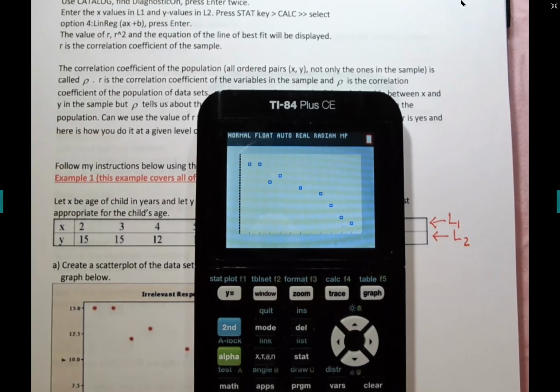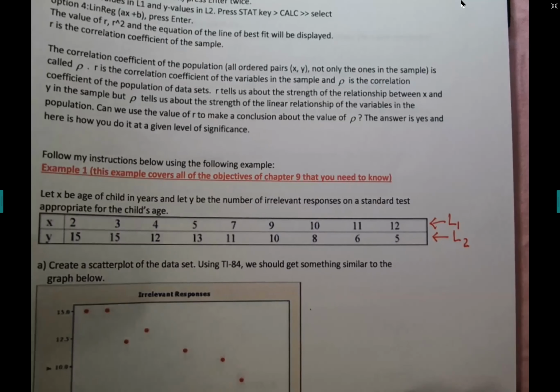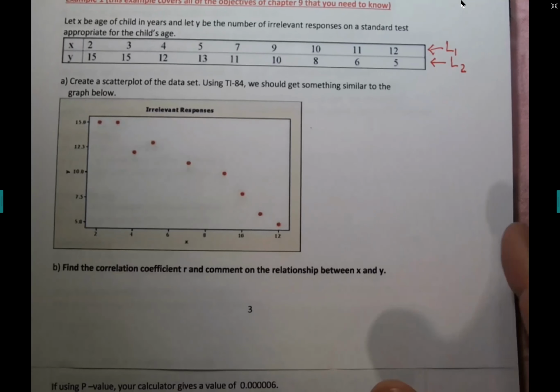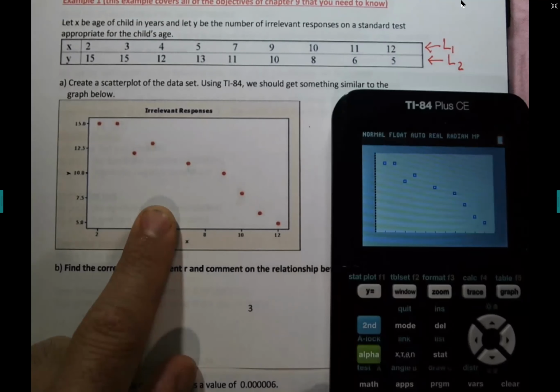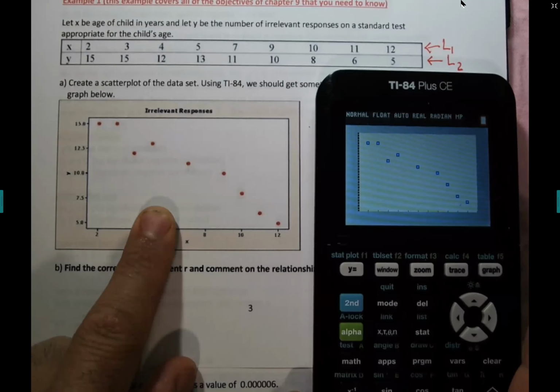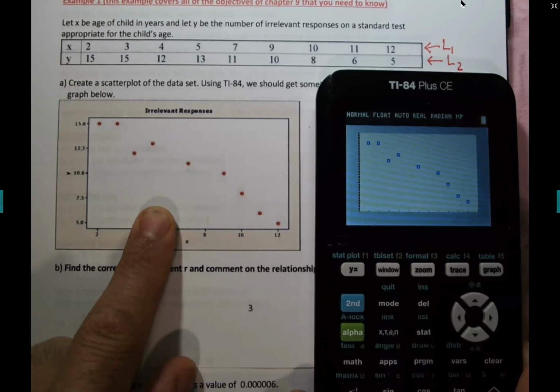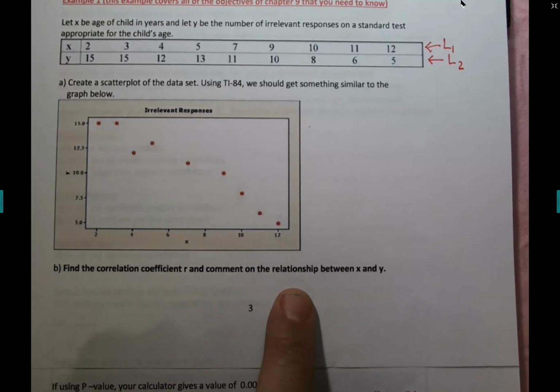The next question is to find the value of R. This is a worked out example, guys. I created this graph using StatCrunch, but you can see it's exactly the same thing on your calculator. Perfect match between the two. The second question is find the correlation coefficient R and comment on the relationship in words between X and Y. X is the age of the child, and Y is the number of irrelevant responses.